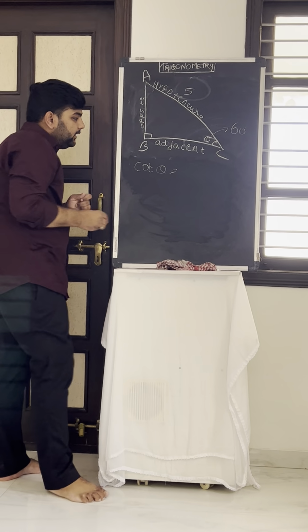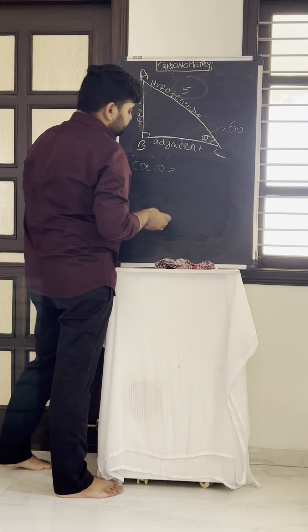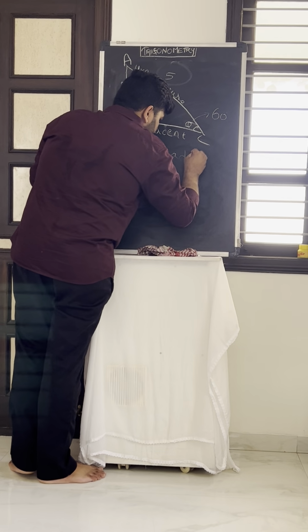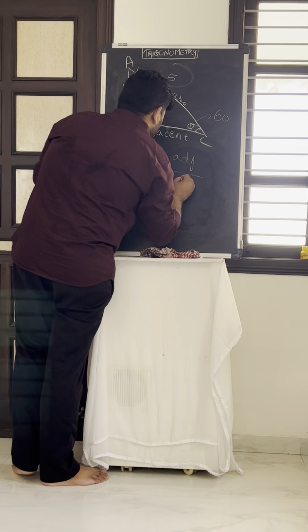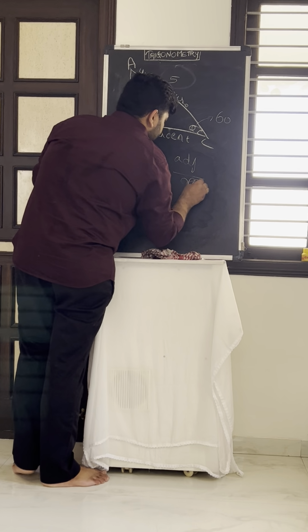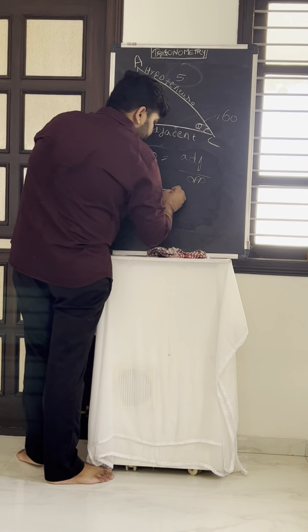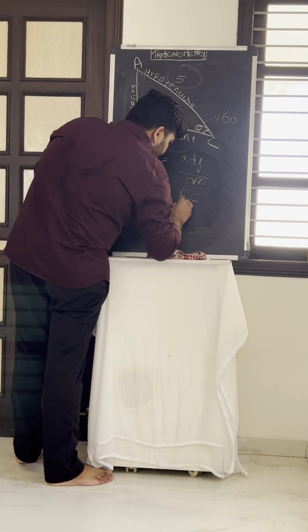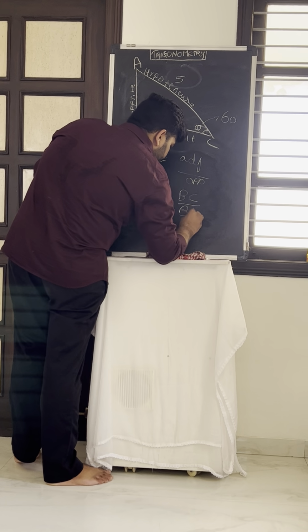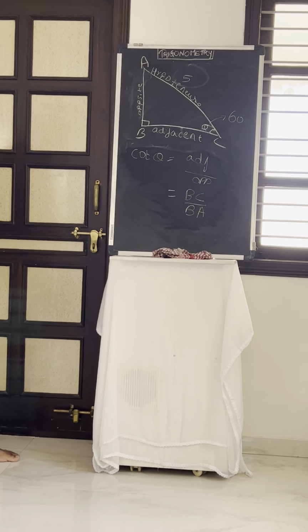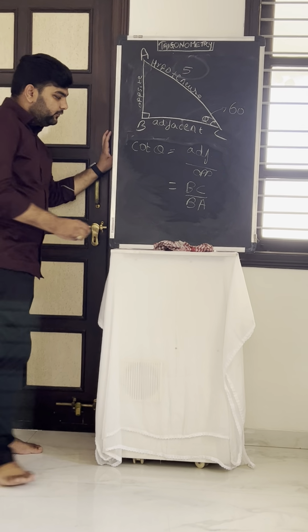cot theta. Right? What is the formula for cot theta? It is adjacent upon opposite. So it will be equal to BC upon BA. Okay. Now let us jump into the fifth operator.